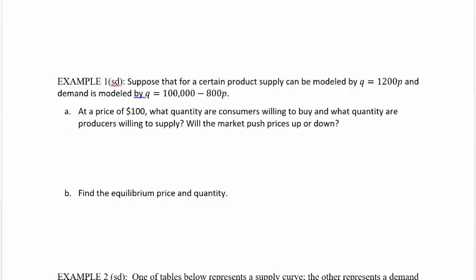Supply and demand, example 1. Suppose that for a certain product, supply can be modeled by Q equals 1200p, and demand is modeled by Q equals 100,000 minus 800p.